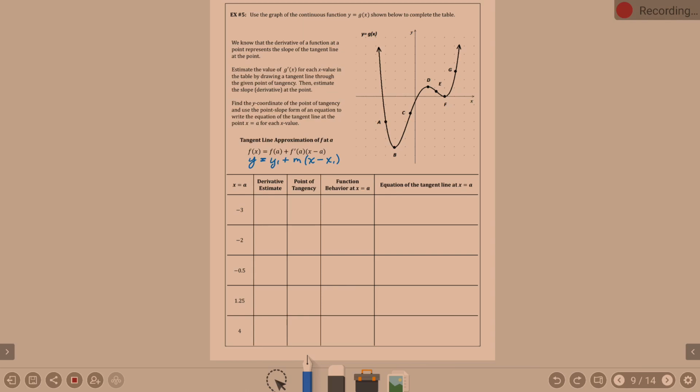Okay, x equals a. So our first value is at -3. Well, what do we notice at -3? That's point A, isn't it? So if we're going to draw an approximate tangent line, you guys draw your tangent line. Oh, that's kind of my tangent line. I don't even know if I'm going to match up with what I expect the estimate to be.